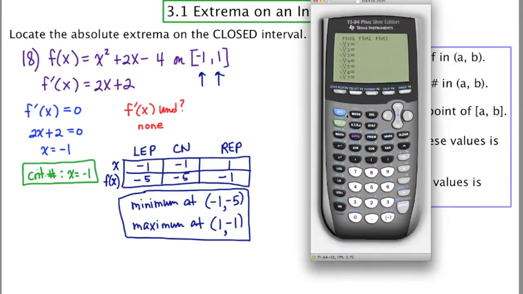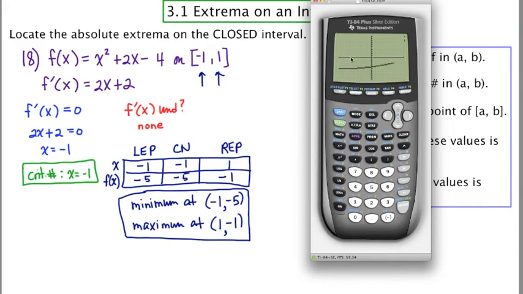Okay, so I'm going to enter the original function, x squared plus 2x minus 4. I'll make it bold so you can see it a little bit better. And let's go to our window and let's go from -1 to 1. Now I'm expecting to see a parabola, but only a real narrow window of the parabola. It's from -1 to 1.